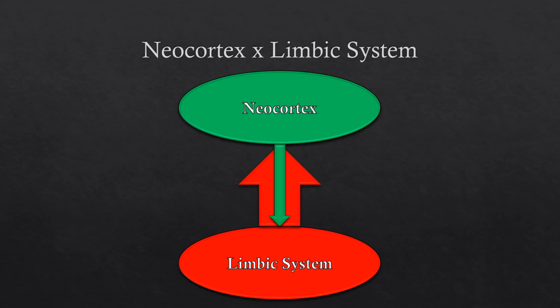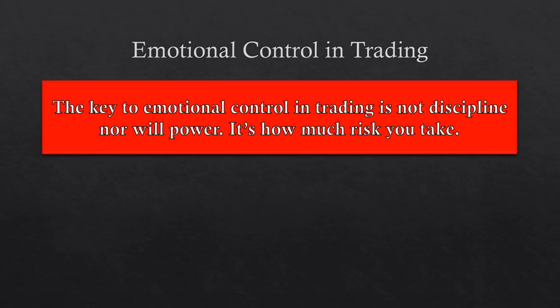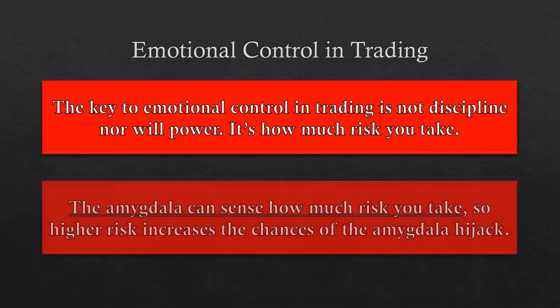Traders like to talk about how important it is to manage emotions, but there are certain emotions that are impossible to manage. The key element in emotional control in trading is not discipline nor willpower. It's how much risk you take. The amygdala can sense how much risk you take, so risk is directly proportional to the probability of an amygdala hijack. Once the amygdala hijack is triggered, the trader hits a point of no return emotionally. This sort of thing can also be exacerbated if your life depends on the outcome of your trades. That is another reason why you cannot rely on trading to pay your bills.